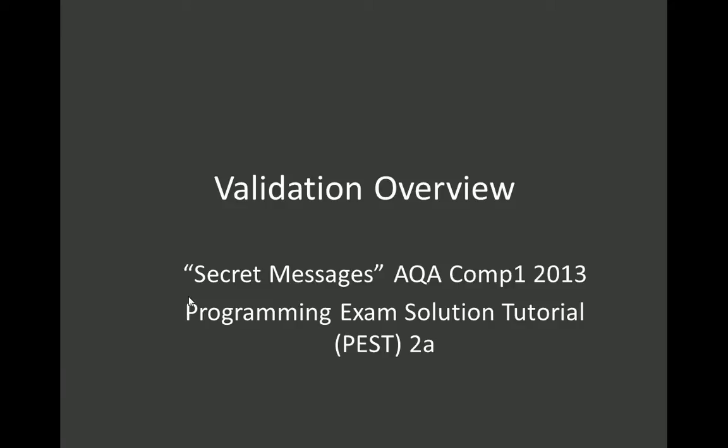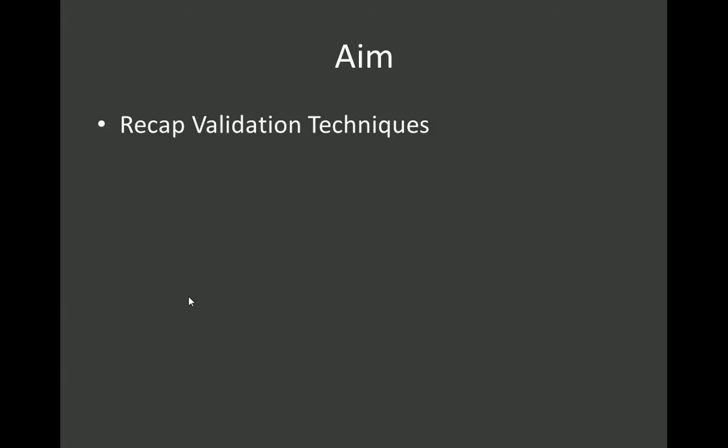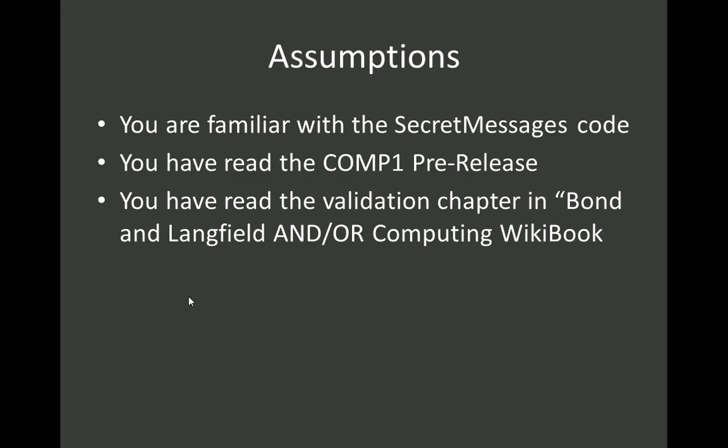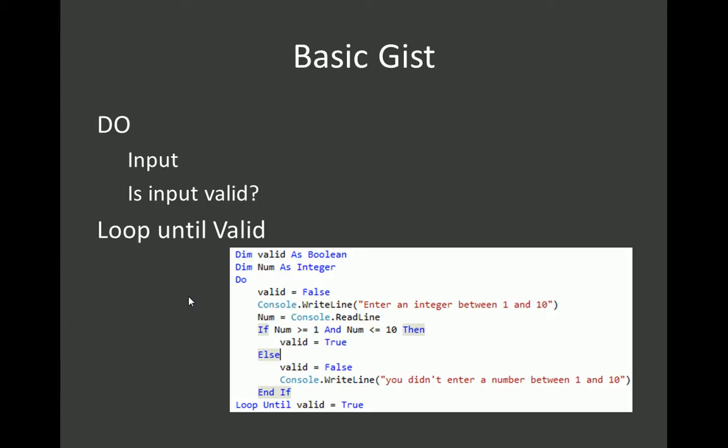Before we start, I thought I'd do a quick overview of validation just to make sure you knew what we're talking about. The aim is to recap validation techniques, and my assumptions are that you know the code, you've read the pre-release, and you know what validation is. The basic gist is that we loop until we have a valid input. This isn't obviously correct pseudocode, but the idea is that we ask for an input and we just keep going around until that input's valid.